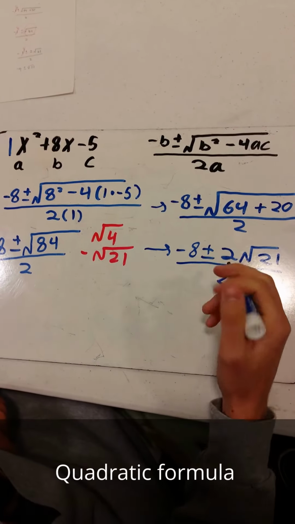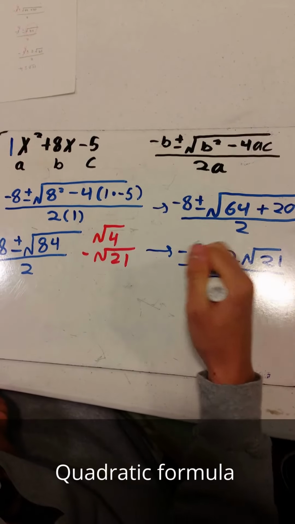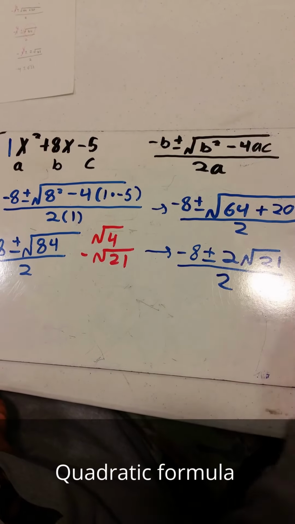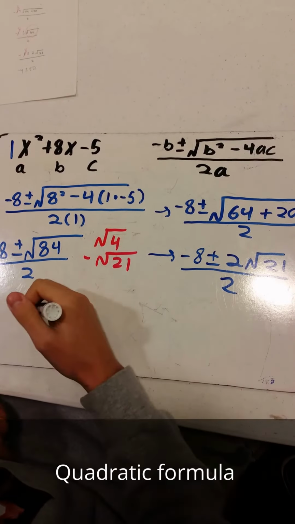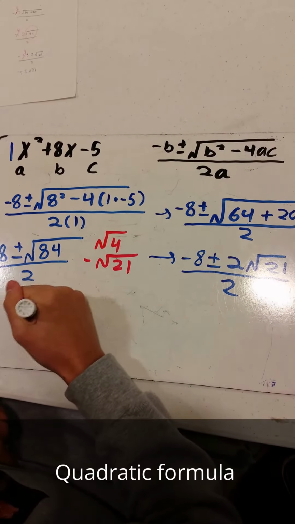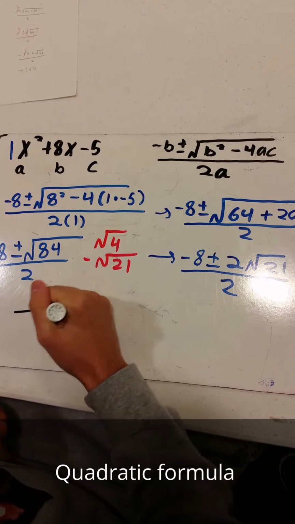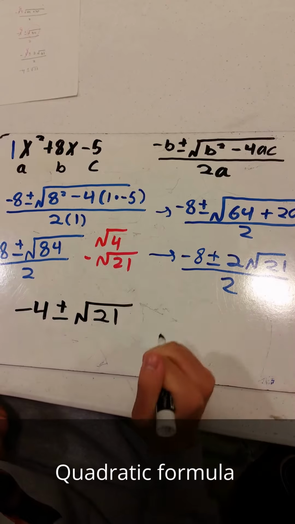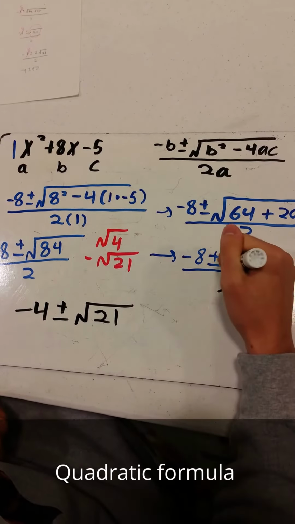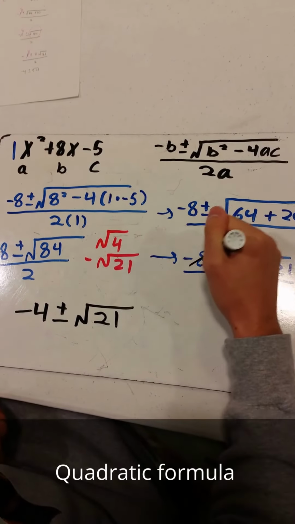Now, as you can see here, these three numbers are all divisible by 2. So your final answer is going to be -4 plus or minus square root of 21, because the 2's cancel out, and this becomes a negative 4.